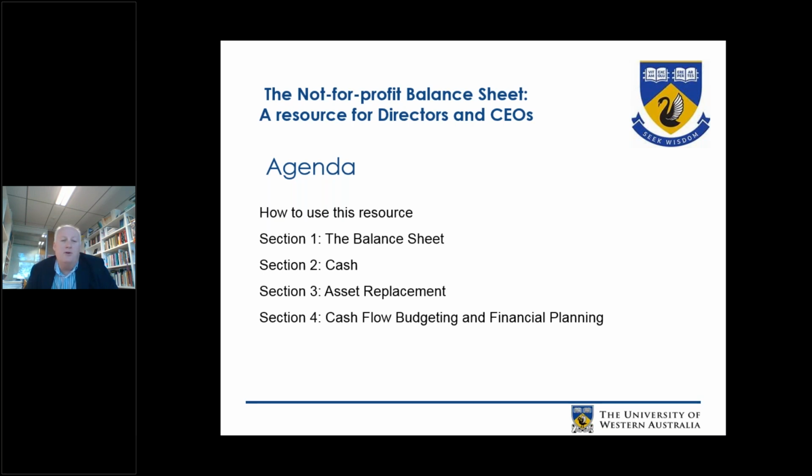I'll then look at the discrete sections that the resource is divided into, which include a description of the balance sheet itself, a description of cash and cash management in the context of the balance sheet, a description of asset replacement decision making and how you might approach that, and then of course cash flow budgeting and financial planning. At the end of the day, cash is a very big part of the balance sheet management process, and organisations need to consider cash in that context, and we'll come back to that shortly.